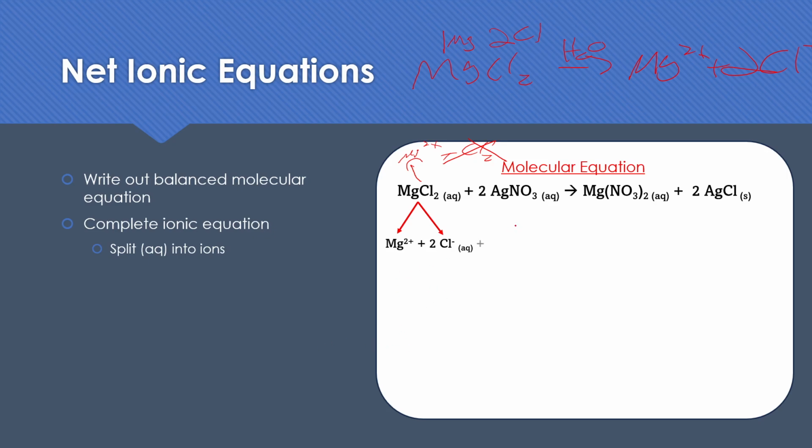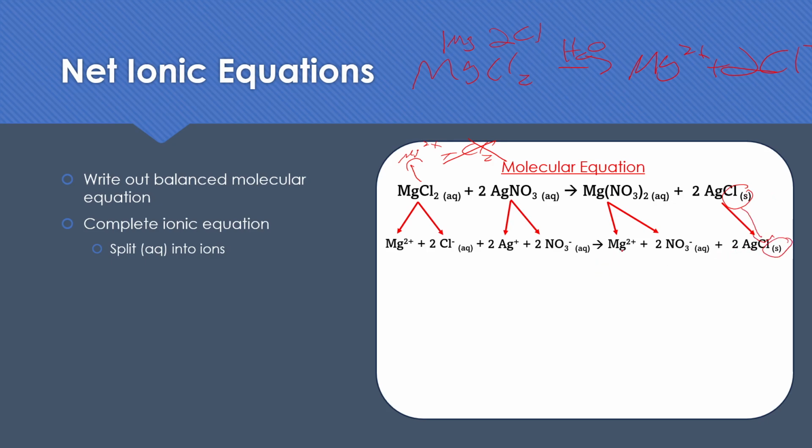Silver nitrate will split into its ions. And so it's 2 of 1 molecule, so there's 2 silvers and 2 nitrates. And then on the right side of the equation, we do the same thing. Magnesium nitrate splits into ions, so 1 magnesium, 2 nitrates. And then silver chloride is solid. Any solids, liquids, gases stay as solids, liquids, and gases. So that we just write down the same. This is solid, so it stays solid.